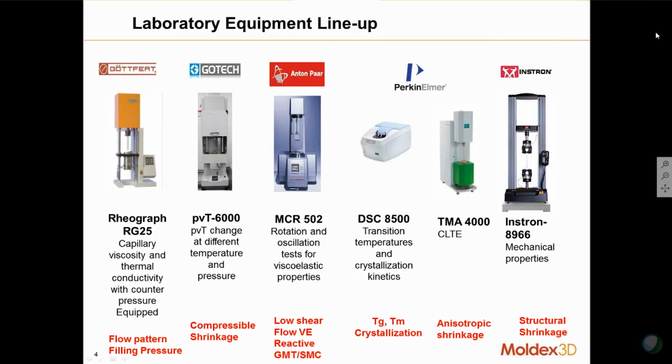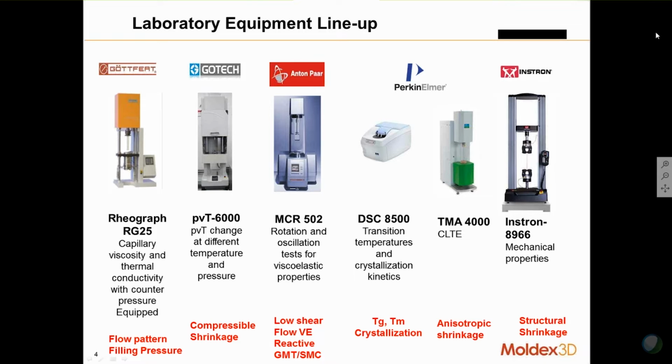So these are the current equipment lineups we have in our headquarters. We have everything from capillary rheometers to PVT and even rotational rheometers and also DSC and everything. If you want to know everything about the flow patterns, your viscosity, we will normally go to capillary rheometers. This will tell you your viscosity as a function of temperature, your viscosity as a function of shear rate, and gives you proper predictions of your feeding pressure.